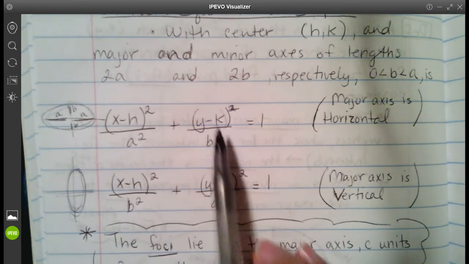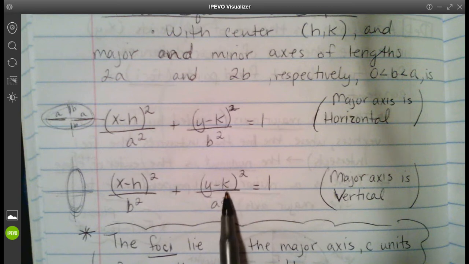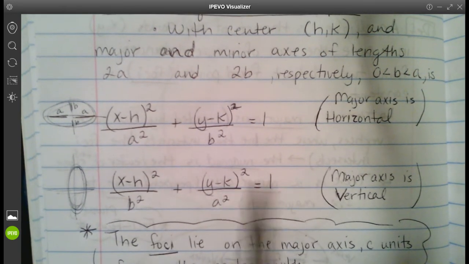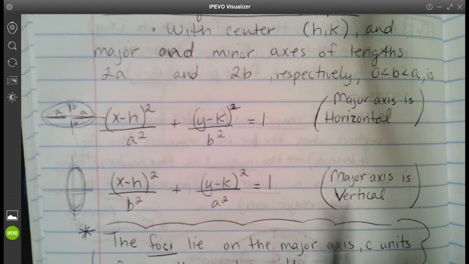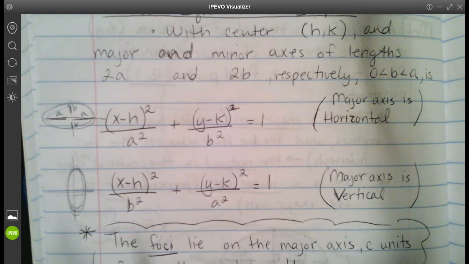A is always the major one. It comes first, right? So it's the major one, which is why the A is now with the y part. So that's how you have to remember. If your bigger number is on the y, you have a vertical ellipse. If the bigger number is with the x, you have a horizontal ellipse.